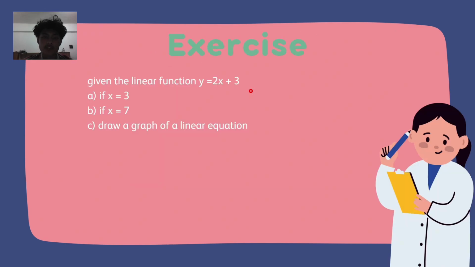We go into the exercise slide. Given the linear function y equals x plus 3: a, if x equals 3; b, if x equals 7; and c, draw a graph of the linear equation.